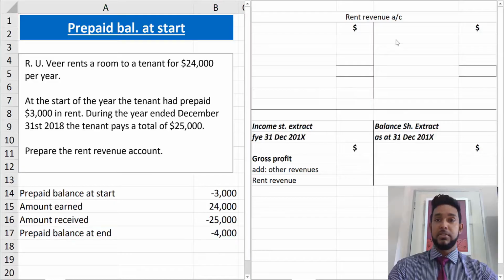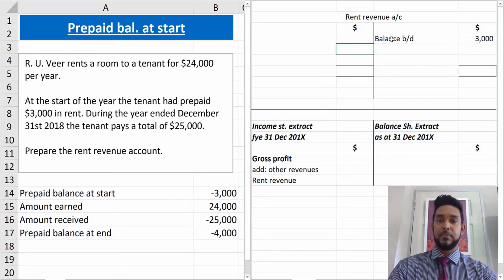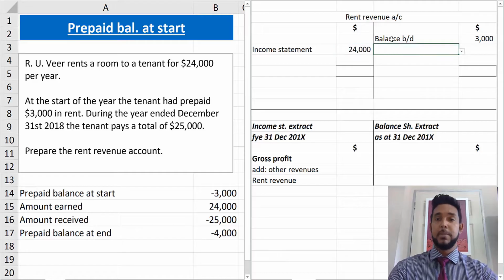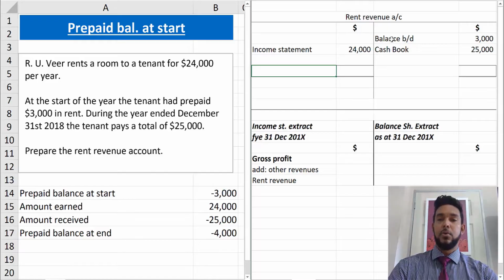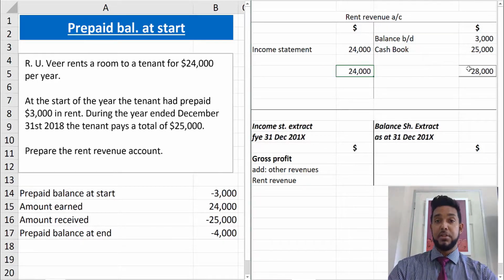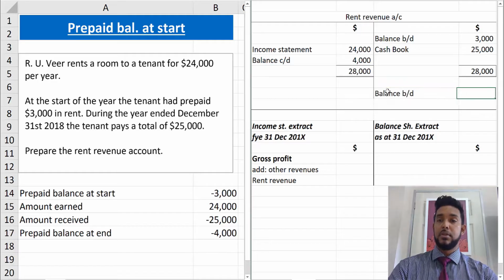Well, let's take a look and see how the account looks now. So a prepaid revenue is a current liability, and liabilities have credit balances at start. The income statement figure is the same 24,000 on the debit side in this particular case. Cash book figure we got is 25,000. Now, what's going to happen here? Look, we have 24,000 on the debit side, but 28 on the credit side, which means there's a balance to be carried down from here of $4,000. And it's going to be brought down on the credit side because it's still prepaid at end. Prepaid revenue is a current liability.